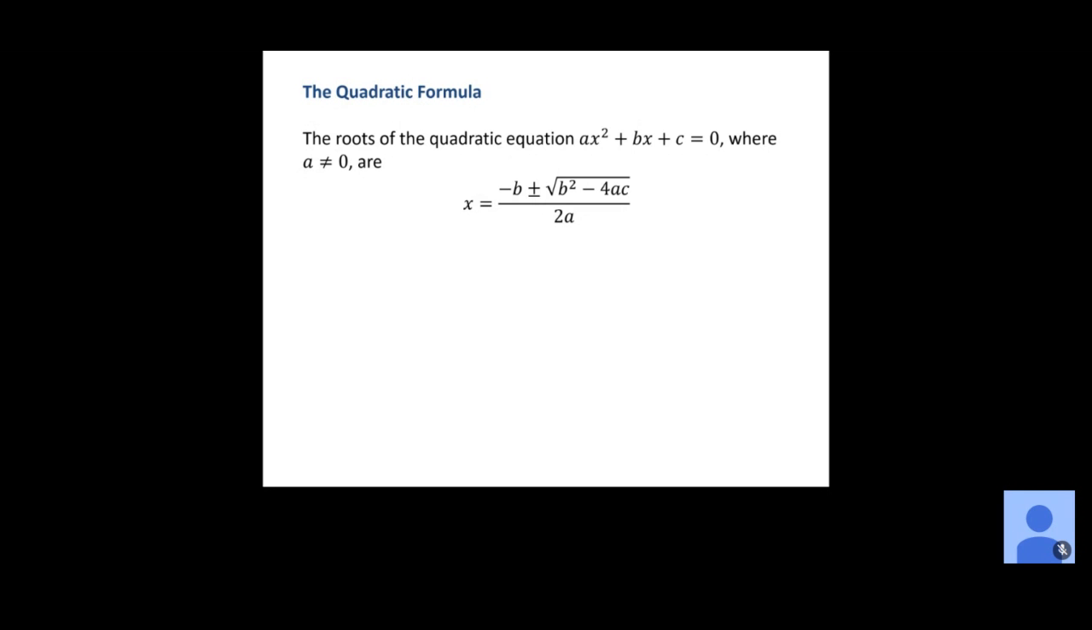But the way I learned it was negative b, plus or minus square root, b squared minus 4ac, b squared minus 4ac over 2a, over 2a.